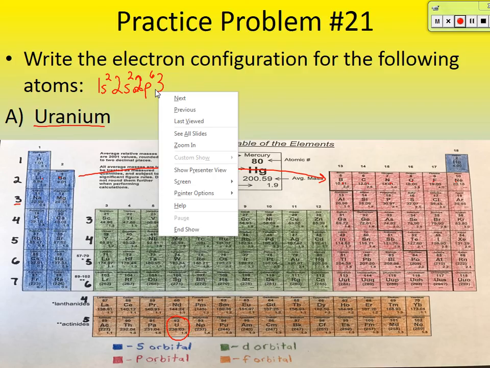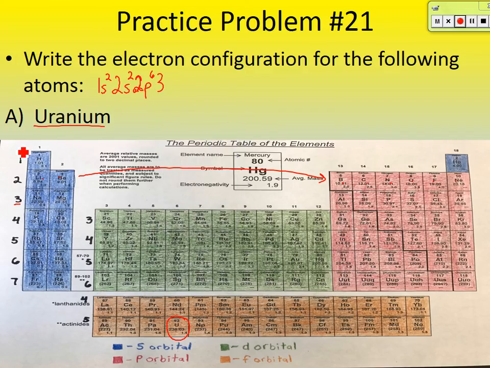Third energy level, s orbital. Count across, 1, 2. Come across to the right, still in the third energy level, p orbital, and there's 6 electrons there, so 3p6. We're done with the third row. Let's go to the fourth. Fourth energy level, s orbital, and 2 electrons fit there.